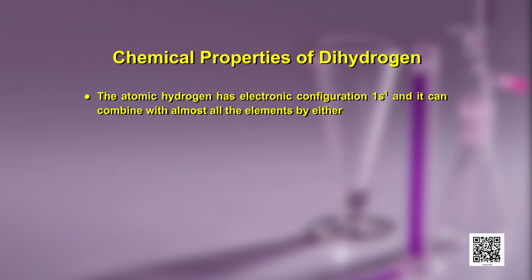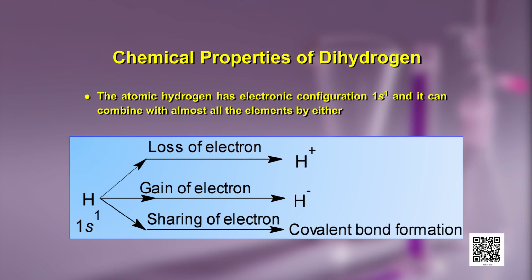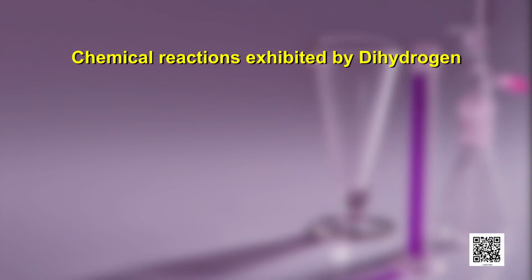The atomic hydrogen has an electronic configuration 1s1 and it can combine with almost all the elements by either loss of electron to yield H+ ion, or gain of electron to give H- ion, or sharing of electron, thus forming a covalent bond. Let us understand the chemical reactions in this slide which are exhibited by the dihydrogen.